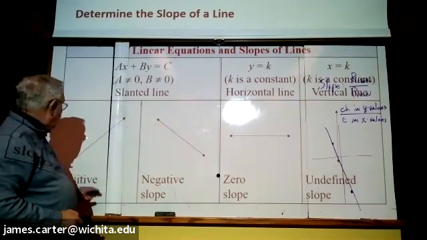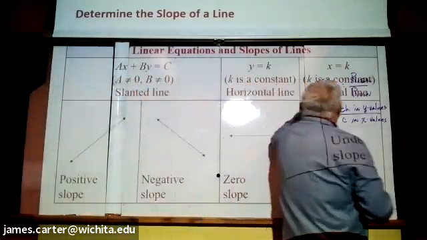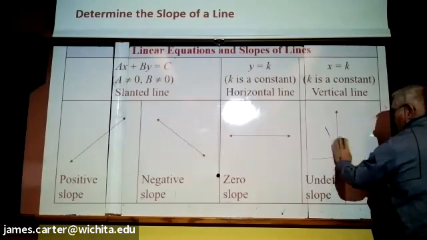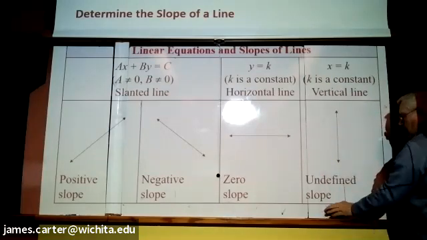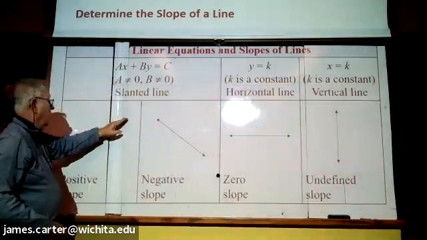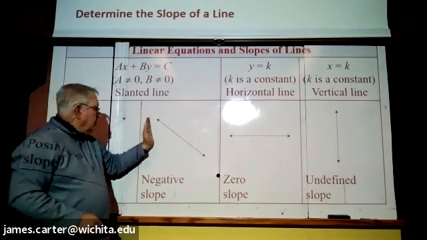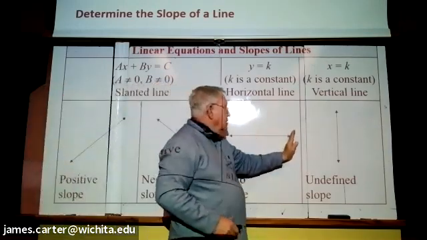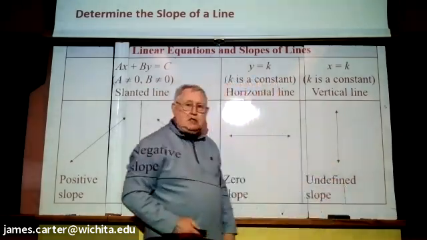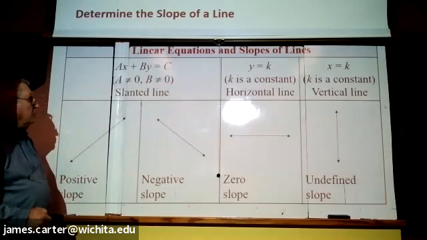If you have different lines, this is kind of going with what I said earlier. If you notice, this is called a positive slope. Left to right, it goes upwards. Negative slope, 0 slope, and undefined slope. That's just kind of a summary of what I had already told you.